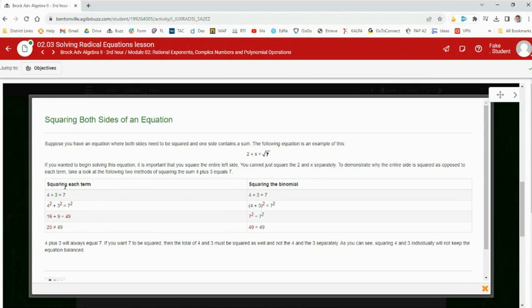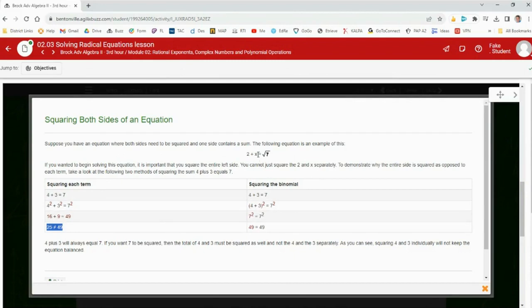So if you just squared the terms, let's say x equals 3. For some reason, they put x equals 3, because 4 plus 3 equals 7. So if you had 4 plus 3 equals 7 and you squared the terms individually, you would get 16 plus 9, which does not equal 49. That doesn't work if you just square the terms individually. If you square the whole thing, 4 plus 3, or the 2 plus 5, that'd be 7. 7 squared equals 7 squared.